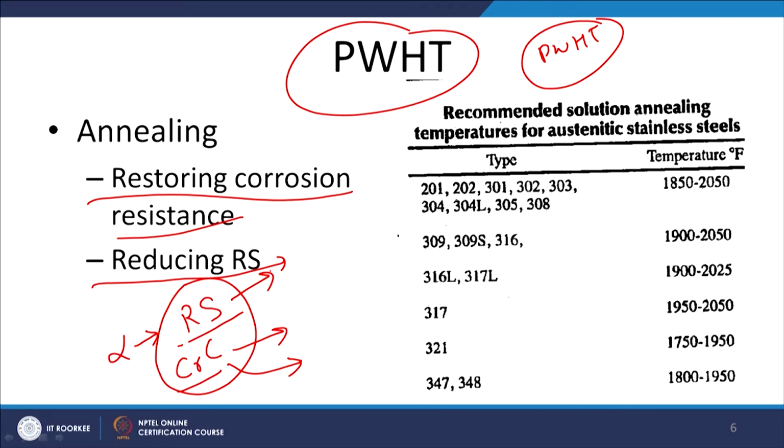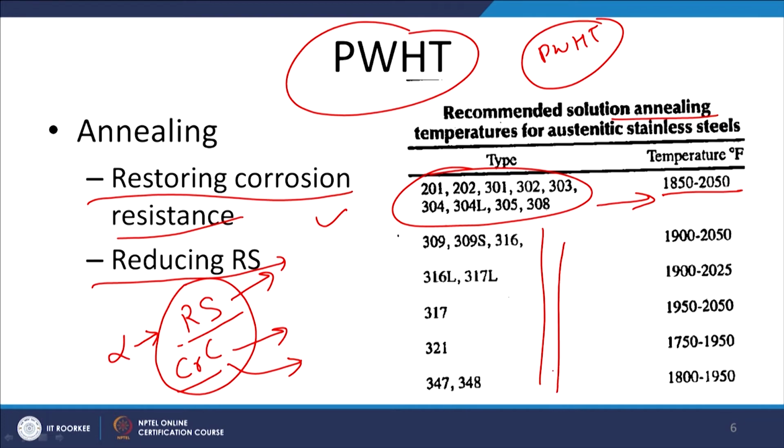So, this slide shows the temperatures which are used for solution annealing, so that the residual stresses can be reduced and the corrosion resistance can be restored. This is the group of the austenitic stainless steel which should be heated up to a temperature of 1850 to 2050 degree centigrade, and likewise the table shows the different kinds of stainless steels and the temperatures to which these should be heated to restore the corrosion resistance.